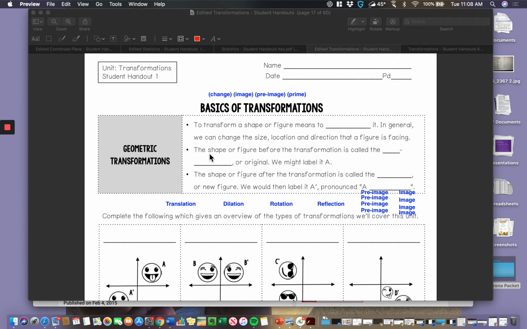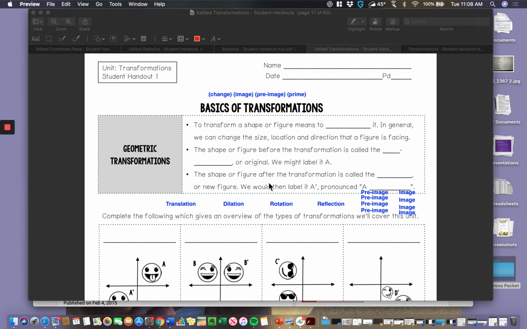The next sentence says, the shape or figure before the transformation is called the blank or original. We might label it A. So before we do something, what do we call that? Before a game, we have a pre-game. There's my hint, making it easy on you.